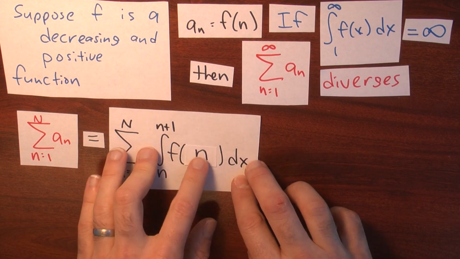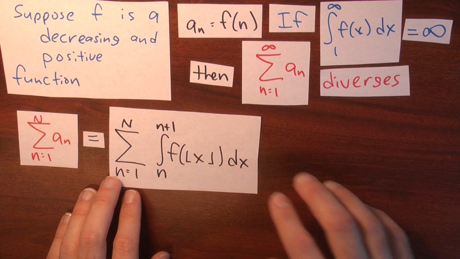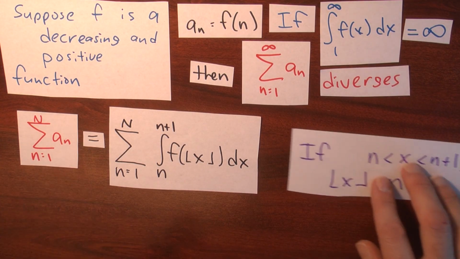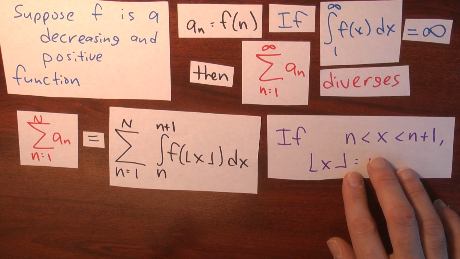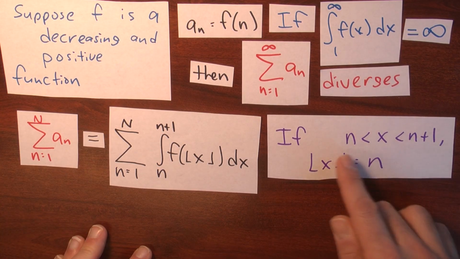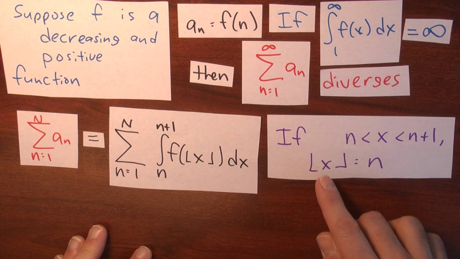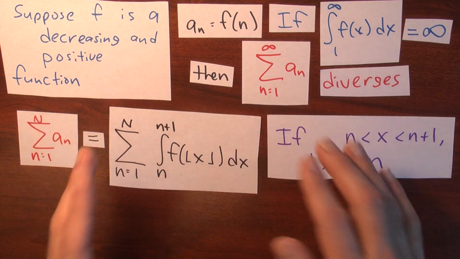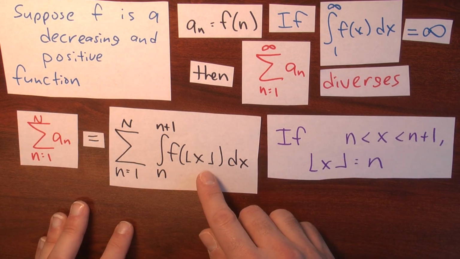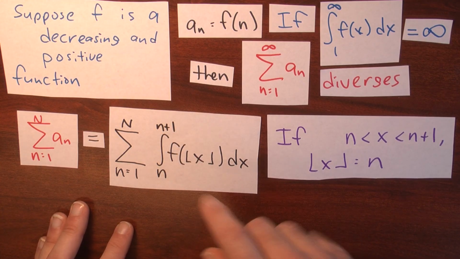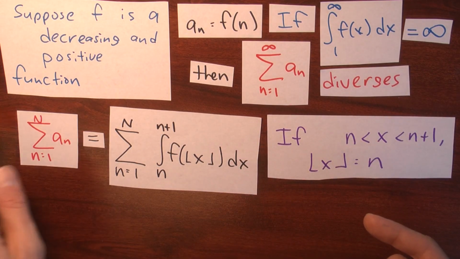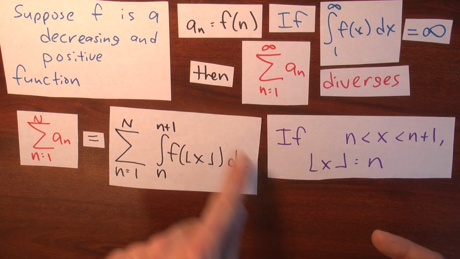Instead of saying f of x, I could say f of the floor of x. Well, why is that helpful? Well, what's floor of x, right? The floor of x is the greatest integer less than or equal to x. So if x is between n and n plus 1, and n's an integer, then the floor of x is just equal to n. And that means, except at the endpoints, f of the floor of x is equal to f of n on the interval between n and n plus 1. And that means this integral is just, again, a sub n. So the sum of the a sub n's is the sum of, well, this is just a sub n.